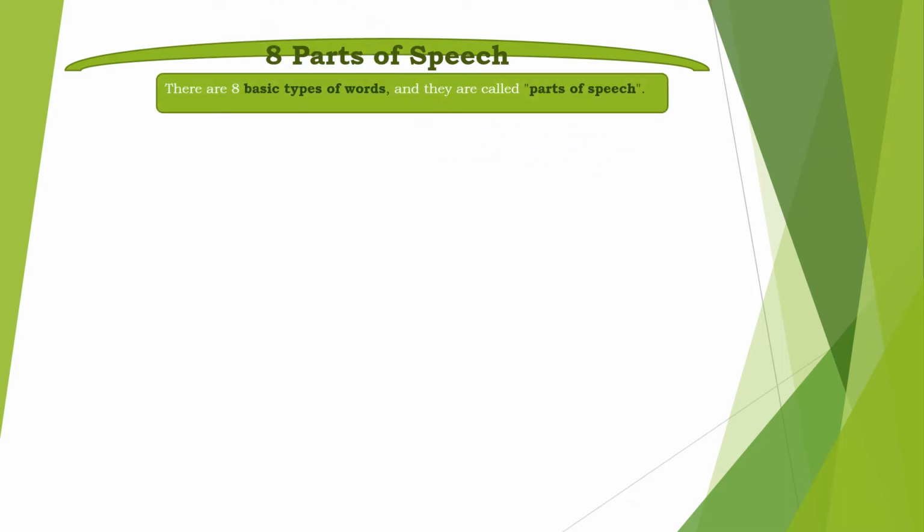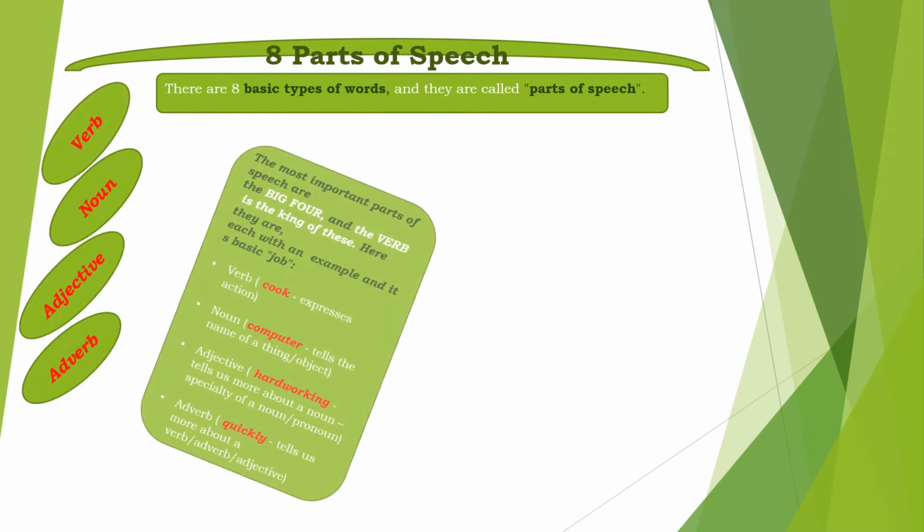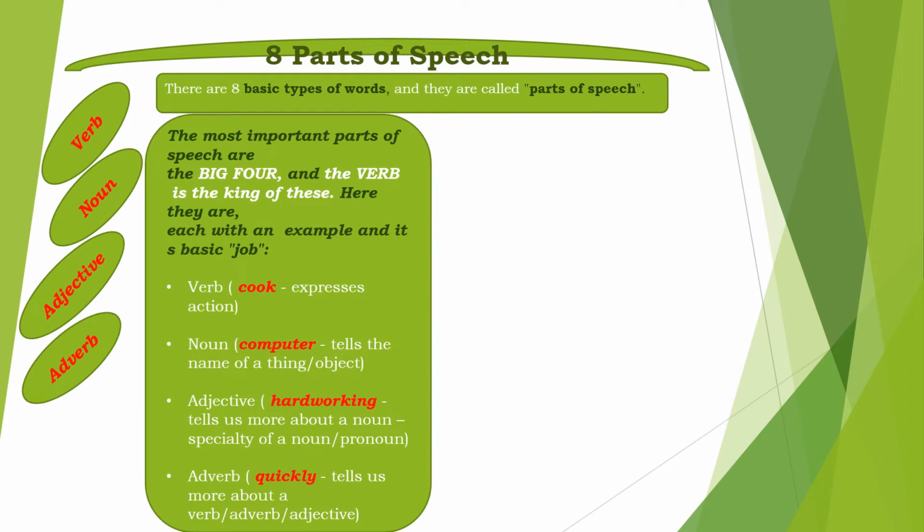There are 8 basic types of words, and they are called parts of speech. Let's have a look at them. Noun, adverb, adjective, verb. The most important parts of speech are these big 4. And the verb is the king of these.